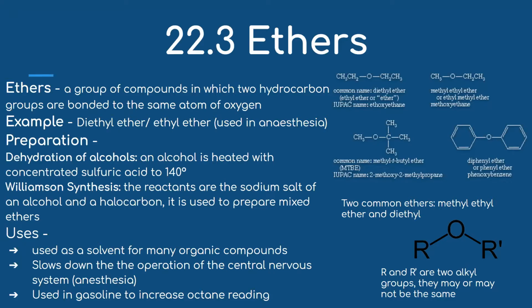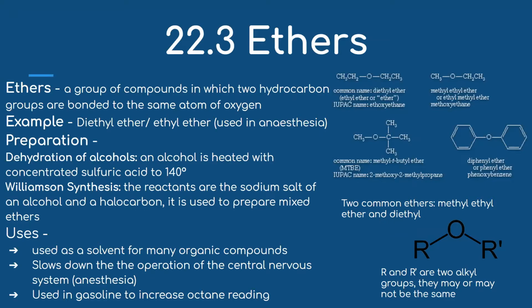To prepare ethers, there are two ways: dehydration of alcohol and Williamson synthesis. Dehydration of alcohols is when an alcohol is heated with concentrated sulfuric acid to 140 degrees. Williamson synthesis is when the reactants are the sodium salt of an alcohol and a halocarbon. It is used to prepare mixed ethers.